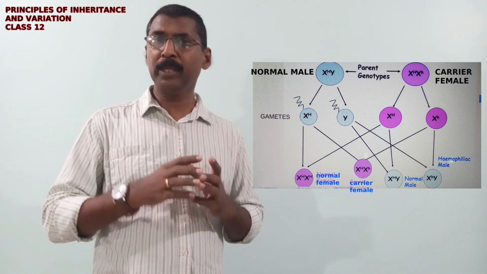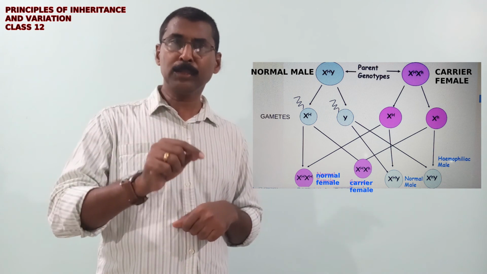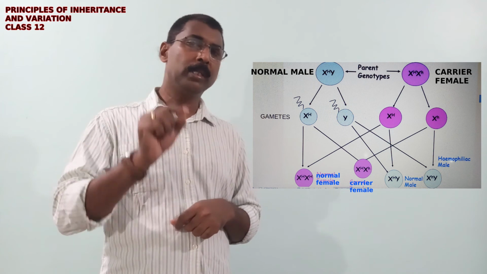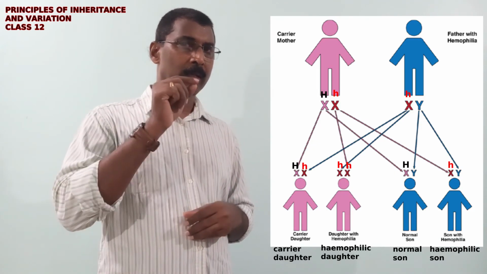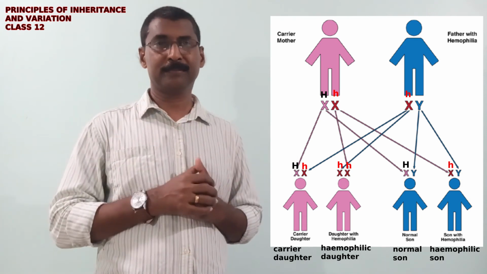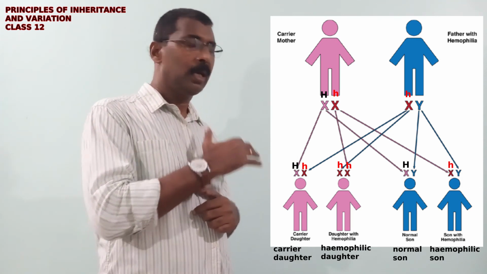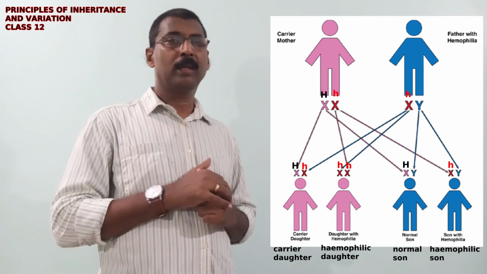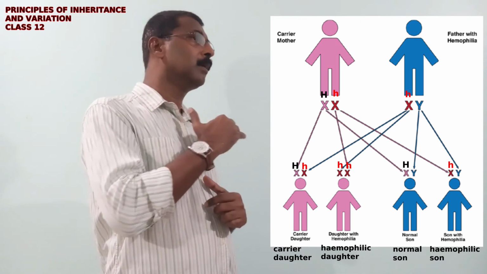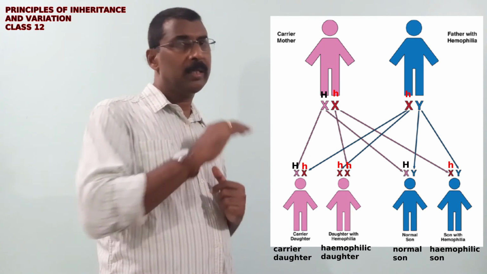So that doesn't mean that a female will not get hemophilia. Of course, a female also will get it, but what should be the condition? For a female to get hemophilia, both the X chromosomes should carry the recessive allele. Such conditions rarely occur, and let us see that condition also here. A carrier female marries a hemophilic man. In such cases, see the gametes produced here. In the female, half of the gametes have the normal dominant allele and half have the recessive allele. In the case of the male, half of the sperms have the recessive allele and half have the Y chromosome.